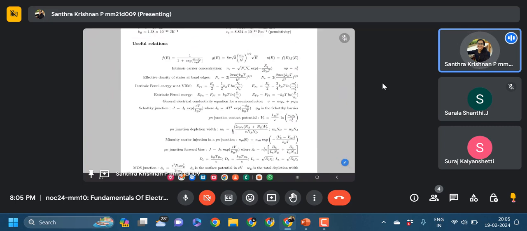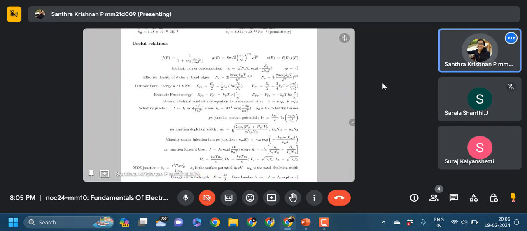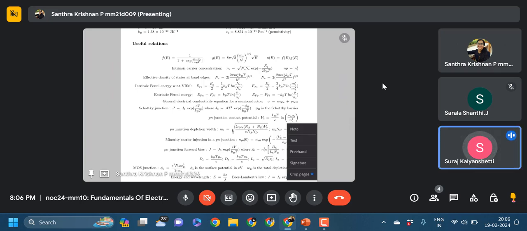Yeah, like using intrinsic carrier concentration, if you see here, the second line in the useful relations, the equation for Ni can be modified according to what we want. Ni is equal to root of NC NV exponential minus Eg by 2 KBT, right? Intrinsic semiconductor, correct. That thing you can modify.